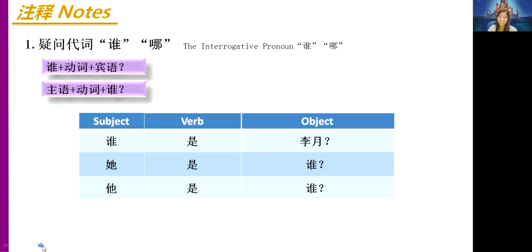So here, you can see the first one will be the subject, right? Then the verb, and then the object. The first one, I forgot, what's that again? That's who, shui. Shui shi Li Yue? Who is Li Yue? Then ta shi shui, who is she? Ta shi shui, who is he?